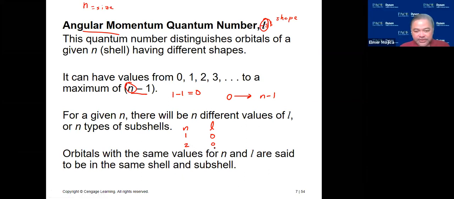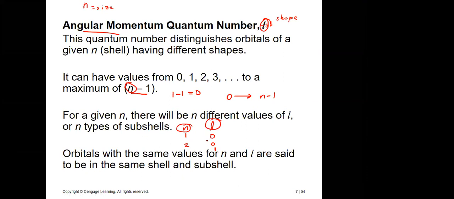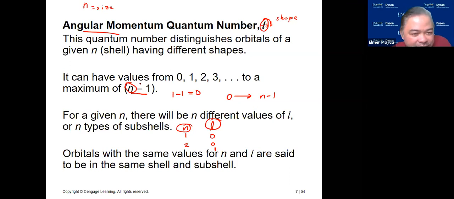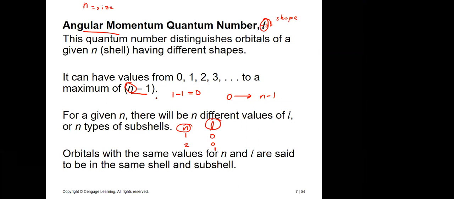Okay. So what does it tell us? The L depends on the n. Just a quick question: if n equals 2, how can L equal 0? No, look. It can have values from 0 to n minus 1. Oh, okay. Thank you. Okay?